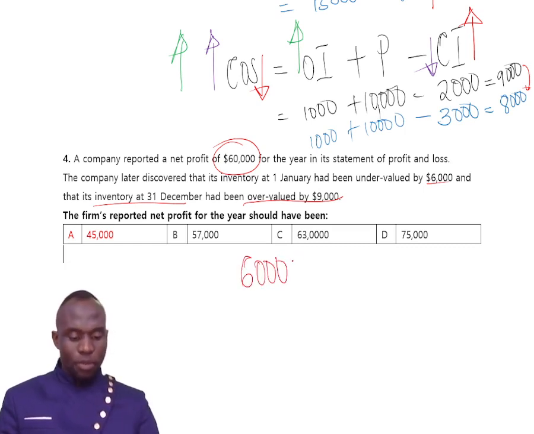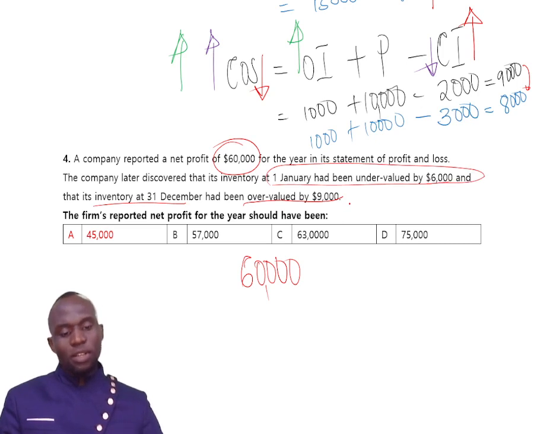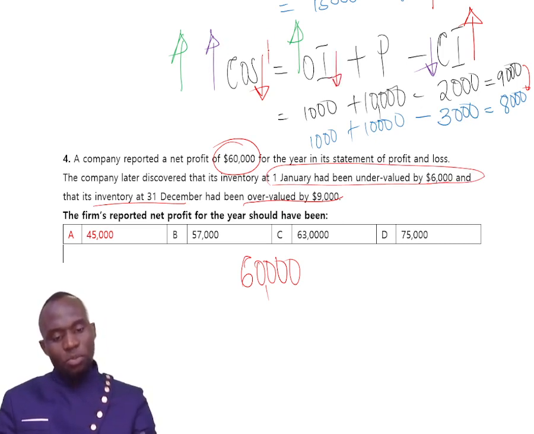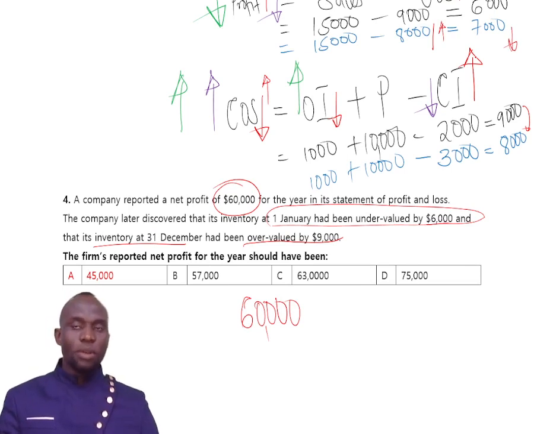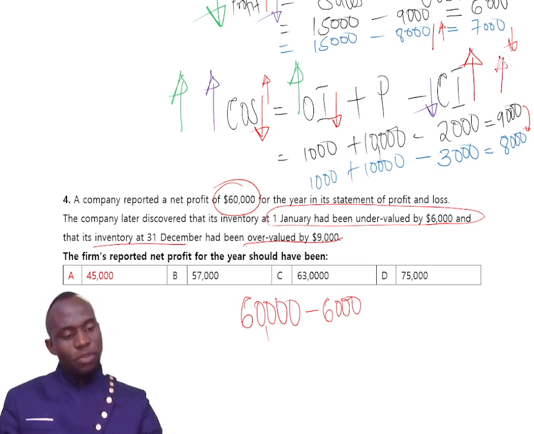Then we said, if opening is understated, what happens to the profit? You see they are saying on 1st January, opening inventory was understated. So if opening is understated, cost of sales would be overstated. And if cost of sales is overstated, profit would be understated. So it means this profit is understated. So what do we need to do? We need to add the understatement, which is 6,000. Then the next one is closing inventory was overvalued.